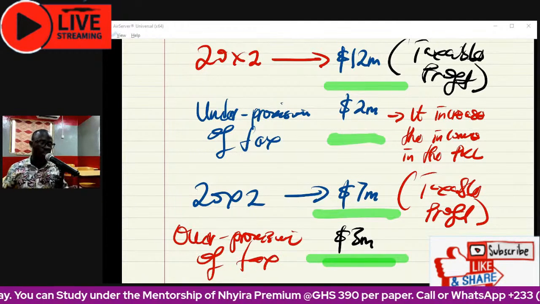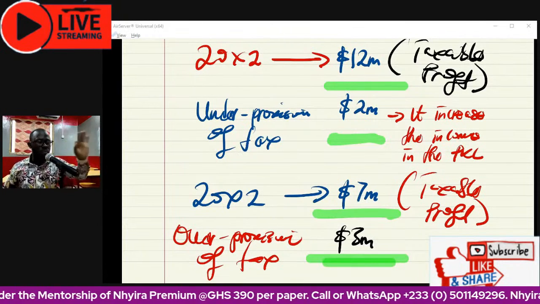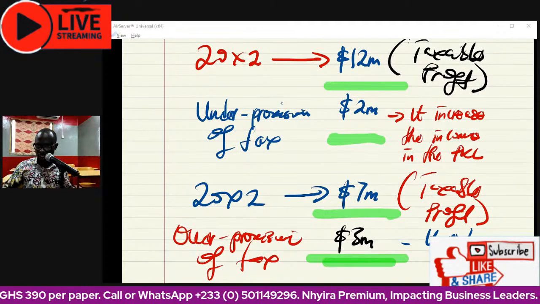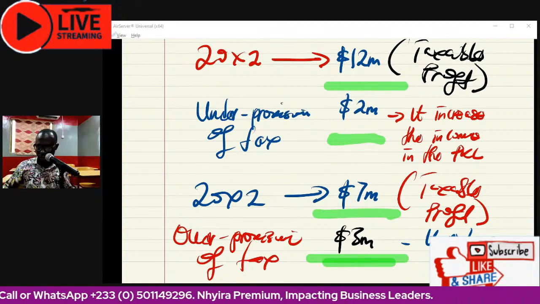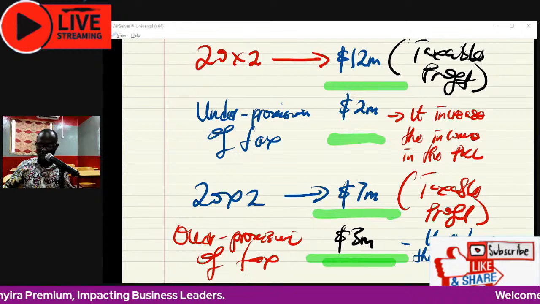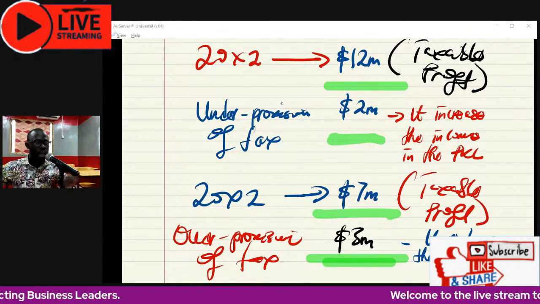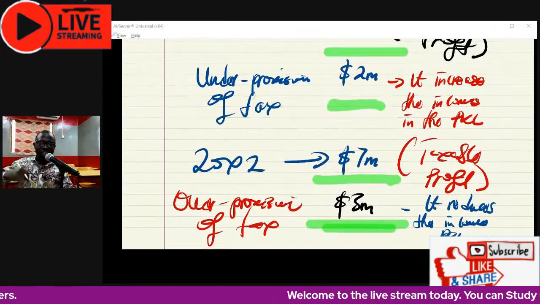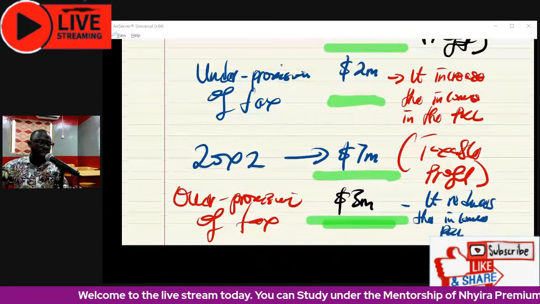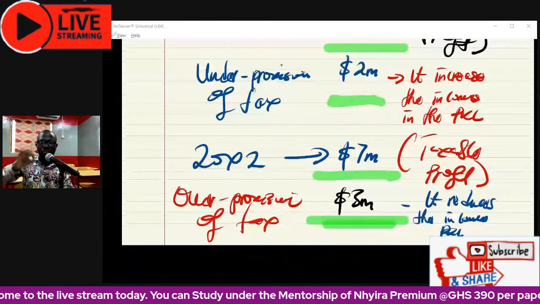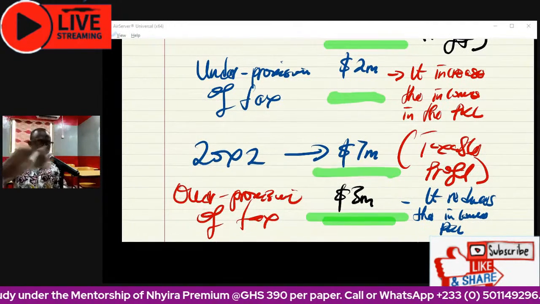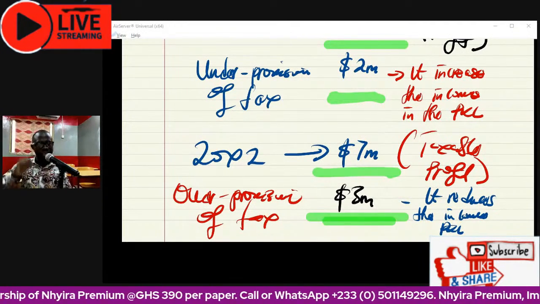Now, when there is an over provision of tax like that, it reduces the income tax in the P&L. Why? Because a reduction in a liability is an income. Sounds good? A reduction in a liability is an income. Increase in a liability is an expense. Reduction in a liability is an income.